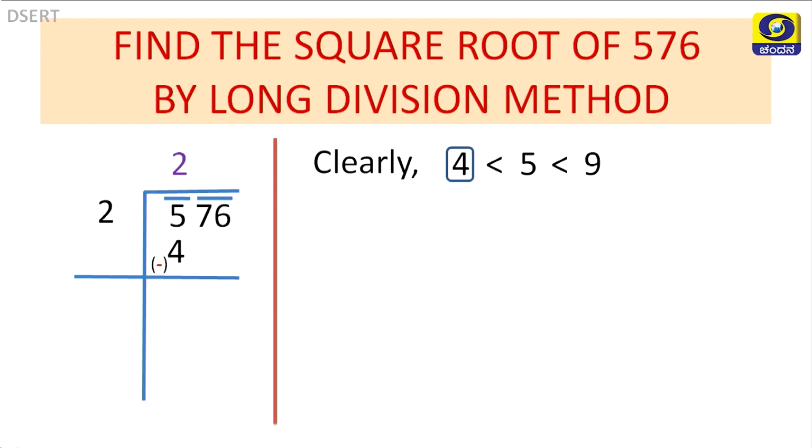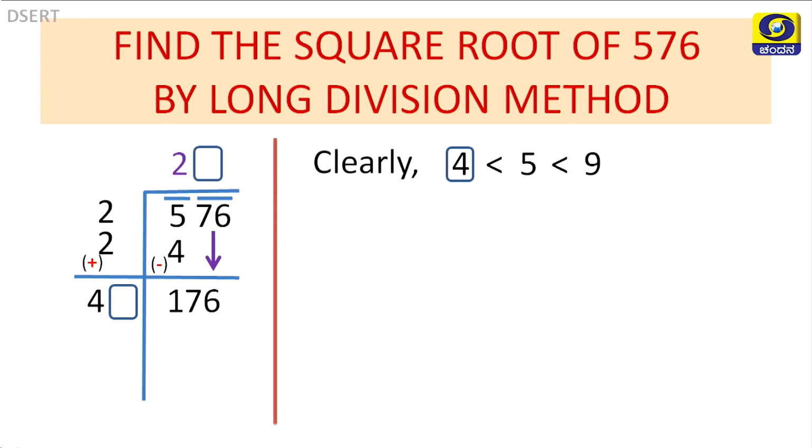When we subtract 4 from 5, we get 1. In usual division we would just bring down the next digit only, but in this method we write the next group, not the digit. So the next group is 76, and we get the remainder 176. One more thing that is different from usual division is that in the next step we add that 2 to this 2 to get 4, and after 4 we have to write a digit in this box, and the condition is that the same digit we have to write here also.